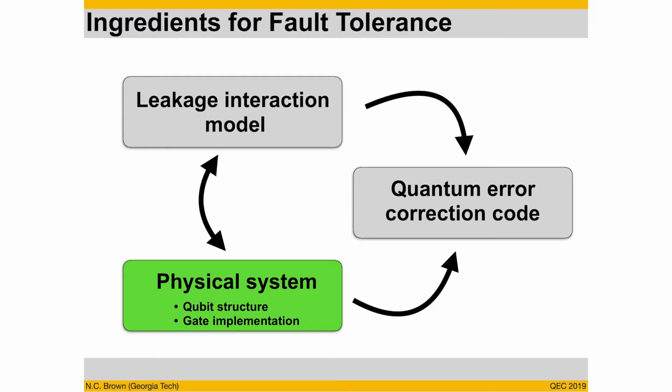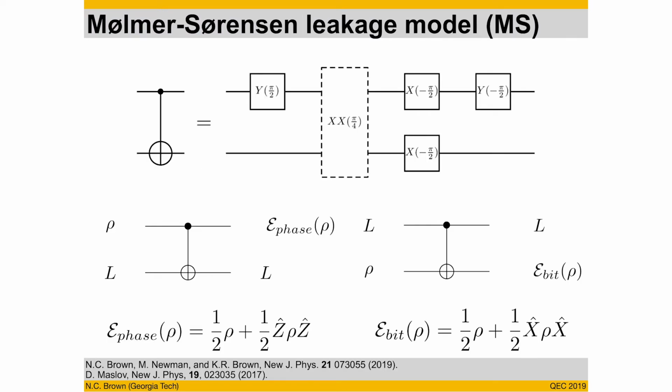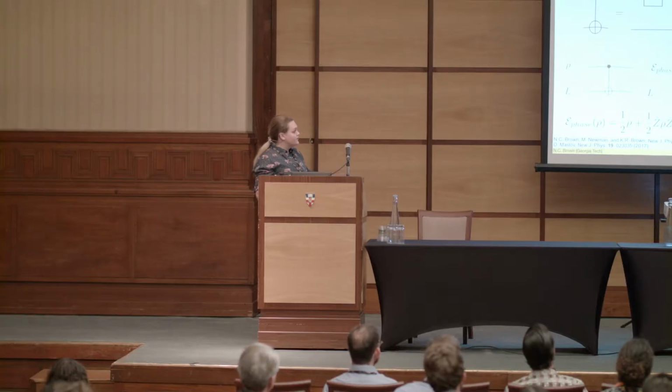Okay, and now how about how your physical system can influence your leakage interaction model? Ken really likes ions, and so we study ions a lot in our group, and the Mølmer-Sørensen gate is a way of implementing a CNOT gate in an ion trap system. And when you do a Mølmer-Sørensen gate and one of your qubits has leaked, this XX two-qubit interaction does not happen. But you don't know that it does not happen, so you're still going to apply these single qubit gates.